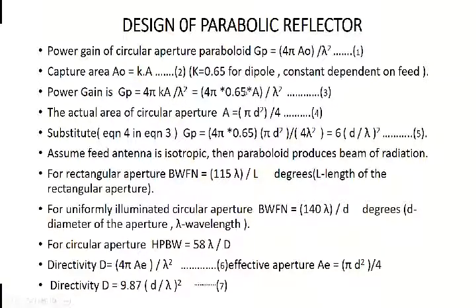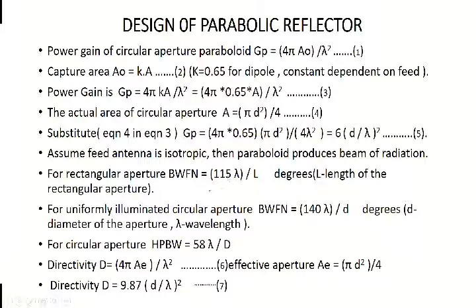K is already known, 0.65, so the equation takes up this form. But the actual area of the circular aperture, if it is a circular aperture, A is to be replaced by pi d square divided by 4. So I am again replacing this A value by pi d square divided by 4, and the final expression takes up the form of GP equal to 6 d divided by lambda, the whole square. So this is the power gain we have achieved.